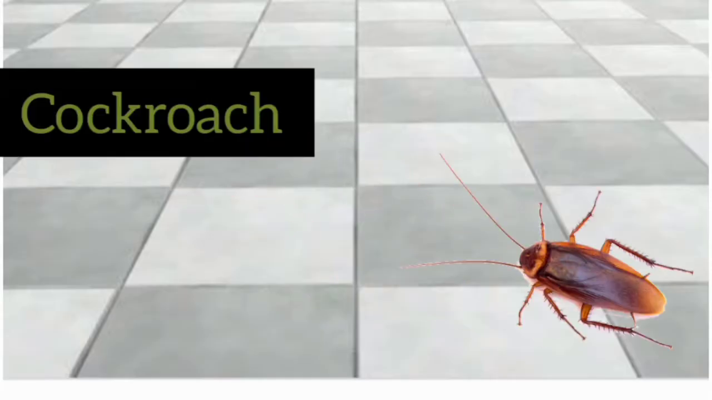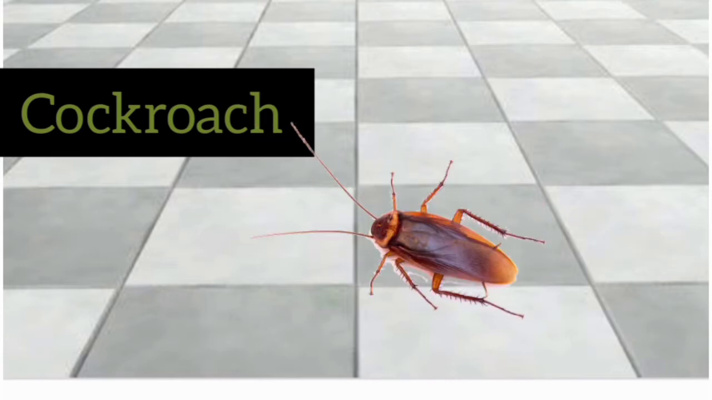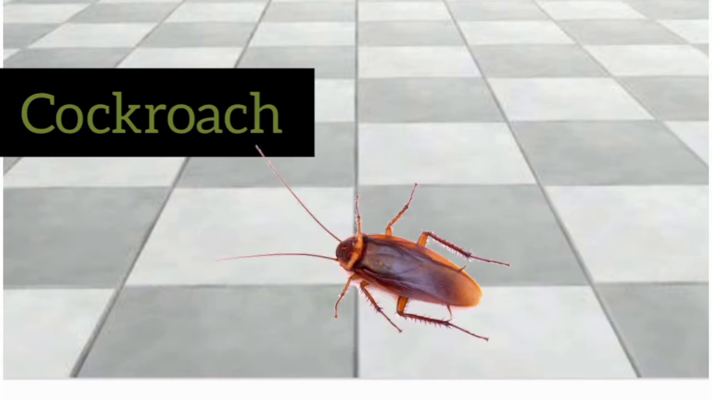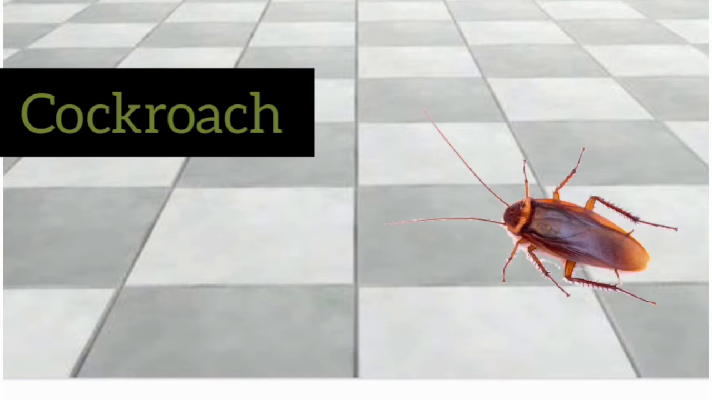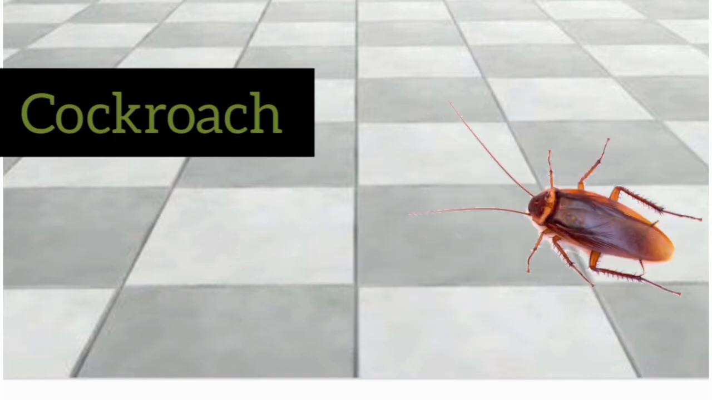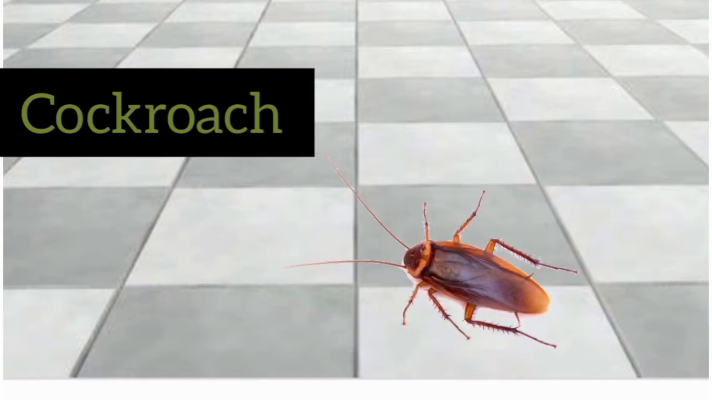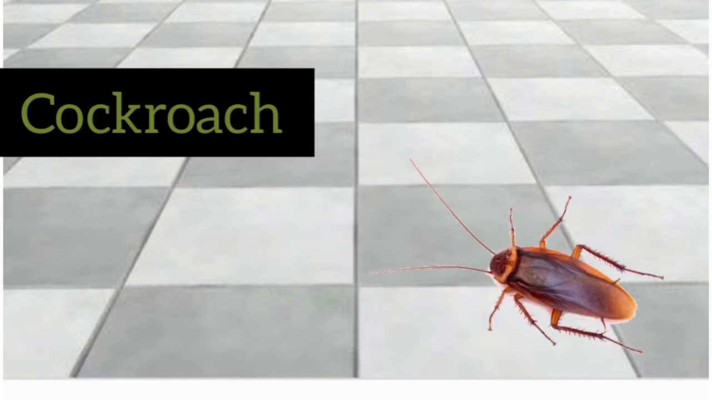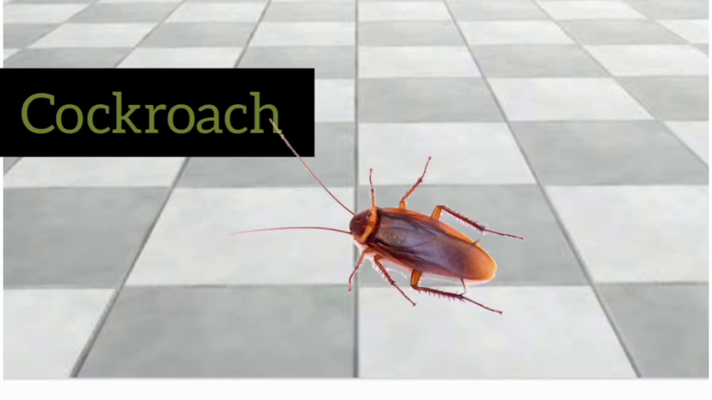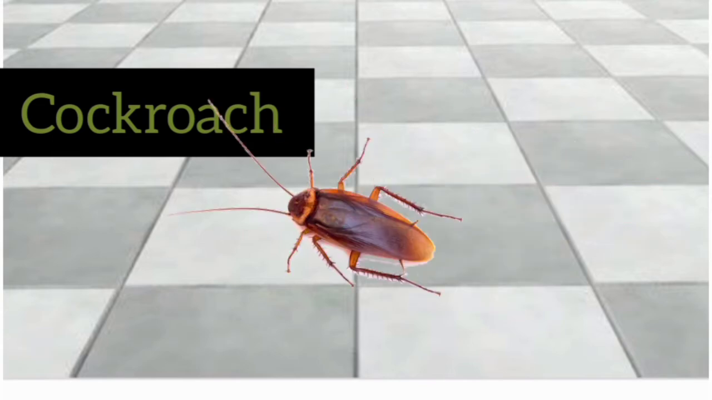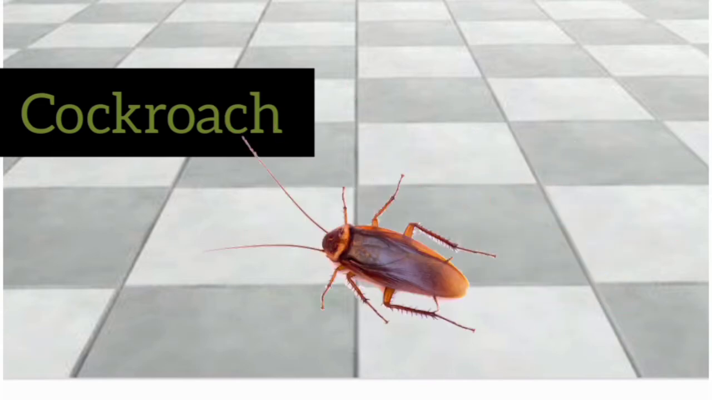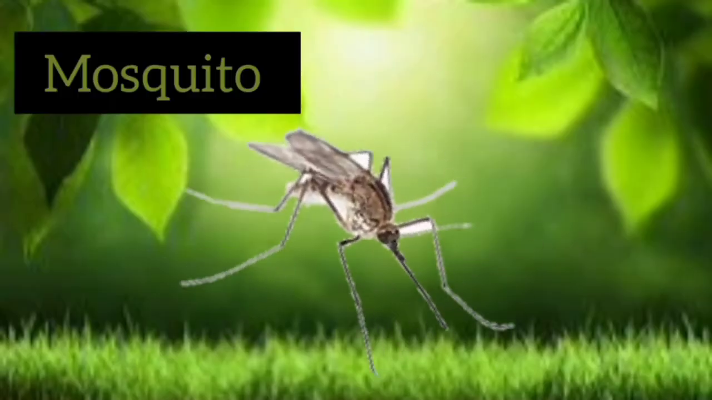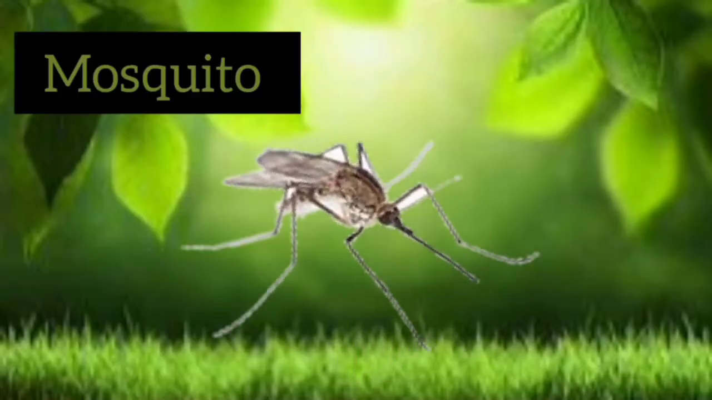This is a cockroach. It is a common kind of insect. Cockroaches are black or brownish in color. Kids, do you know cockroaches are very active at night and they use their antennas to smell and taste their food? Now tell me which insect is this?